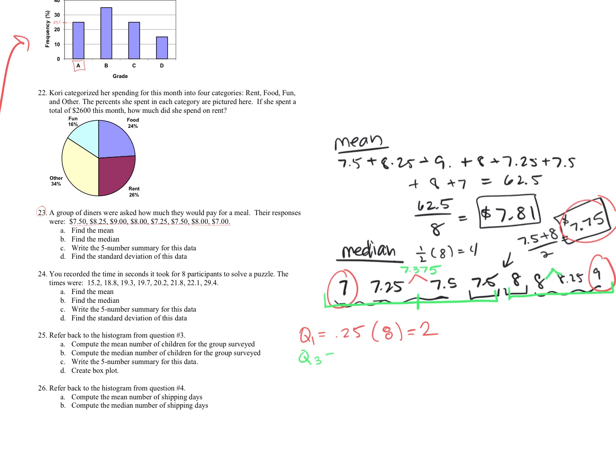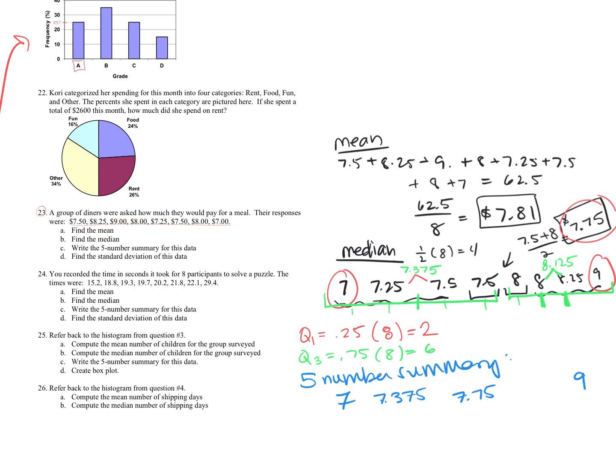Again, if you want to do it by doing the locator, that's 75% of the 8, which is 6. So 1, 2, 3, 4, 5, 6. We would look at 6 and 7 and find the middle. Adding 8 plus 8.25 together, dividing by 2, puts us at 8.125. So our 5-number summary. Remember, we have our low and our high and our middle. And now we have our Q1 and our Q3. So that is our 5-number summary.